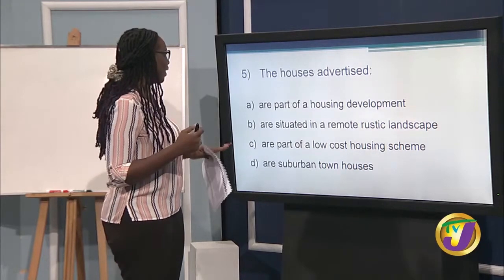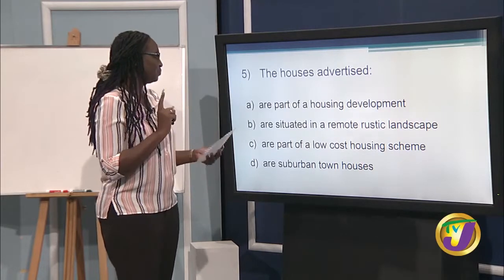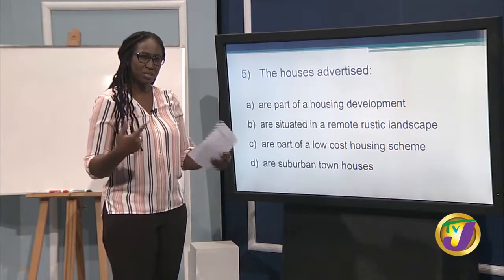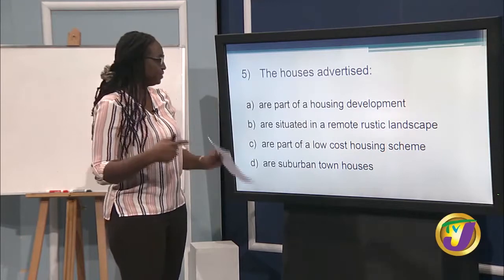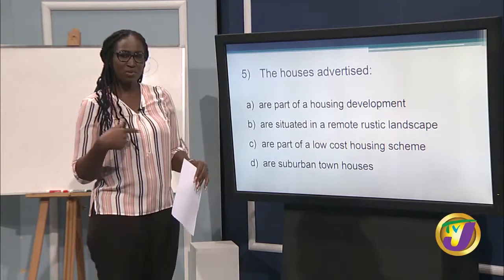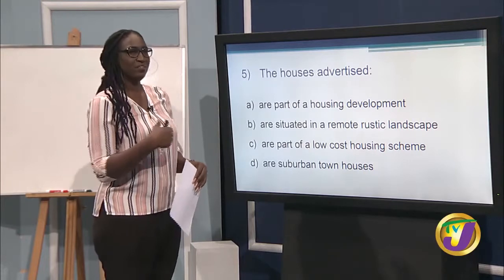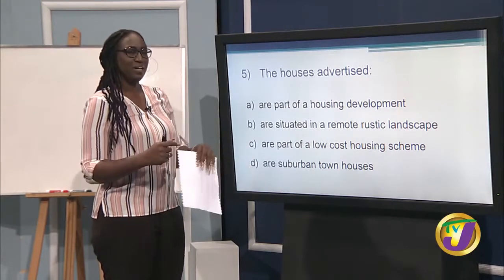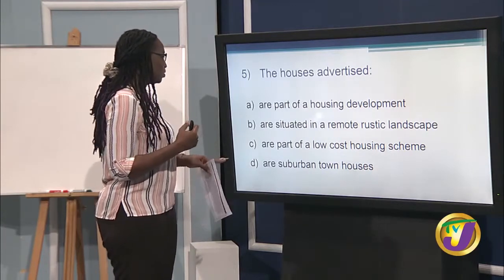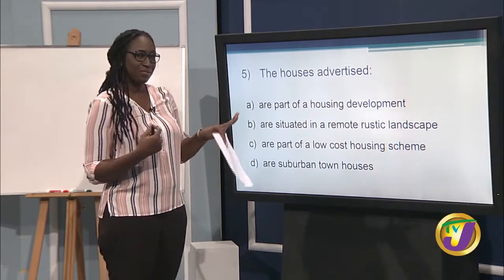The houses advertised. What have they told you about the houses? Is it that they are part of a housing development? So did they mention anything about there being a housing scheme or a group of houses, anything like that? Or did they tell you that the houses are situated in a remote and rustic landscape? So did they tell you anything about where the houses were, the fact that they might have been secluded, the fact that they might have been surrounded by nature, anything of that sort? Did they tell you that the houses are part of a low-cost housing scheme? So you have a development in one and you have a scheme in one.